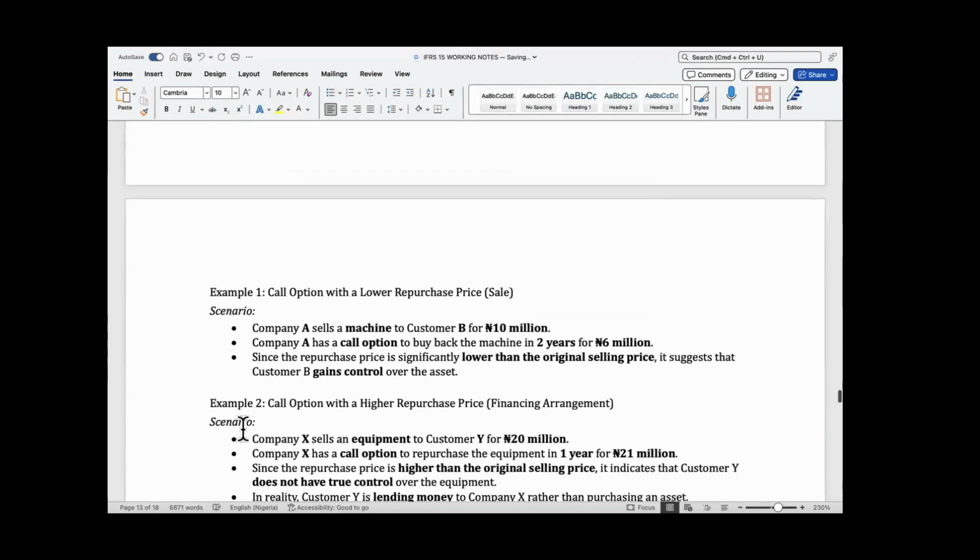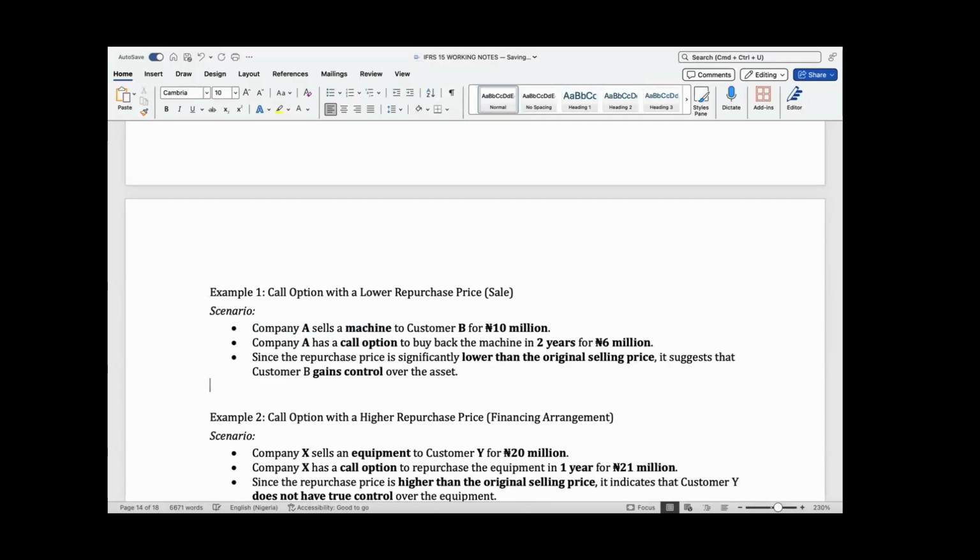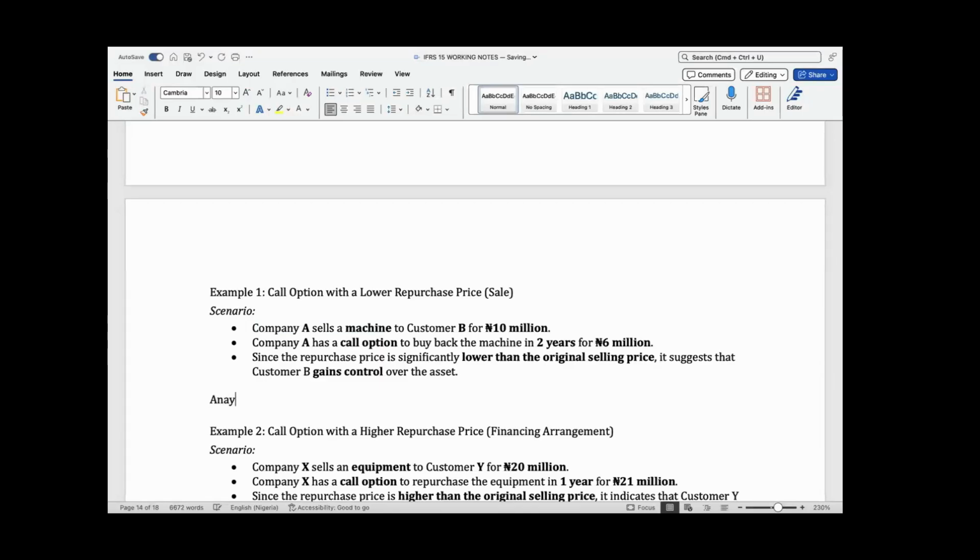And here is a question. Company A sells machine to customer B for 10 million. Company A has a call option to buy back the machine within 2 years for 6 million. So in this case, since the repurchase price is significantly lower than the original selling price, it suggests that the customer B gains control. Yes, they have already told us the answer here.